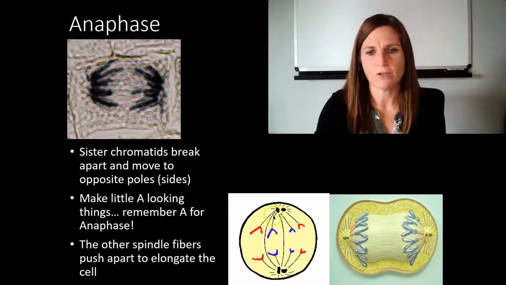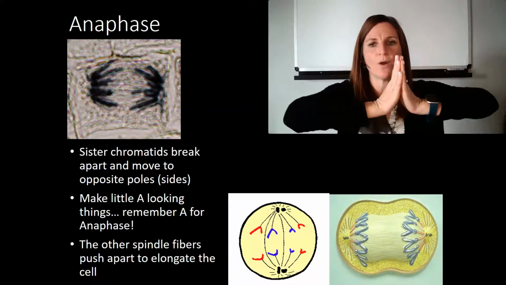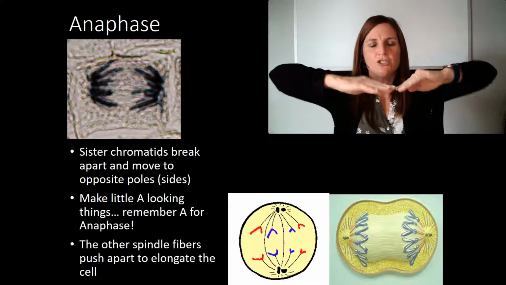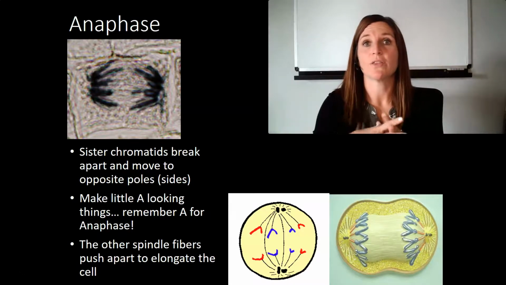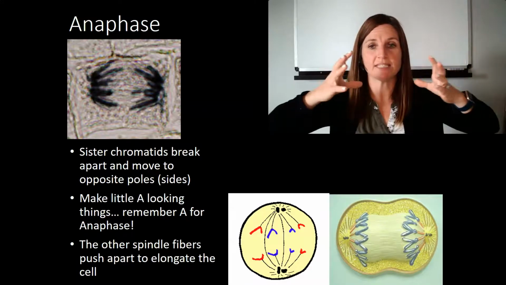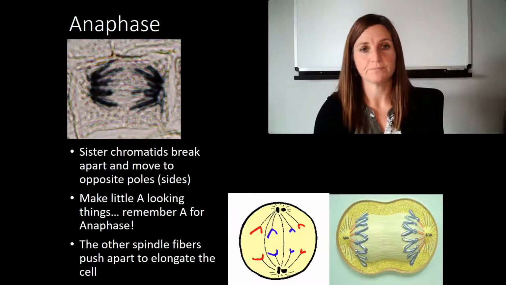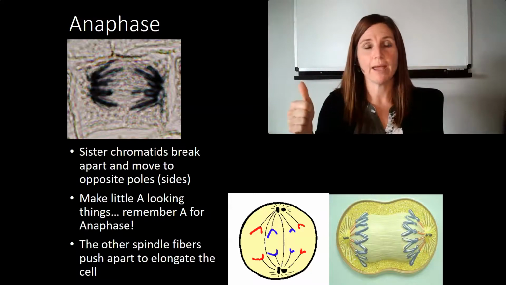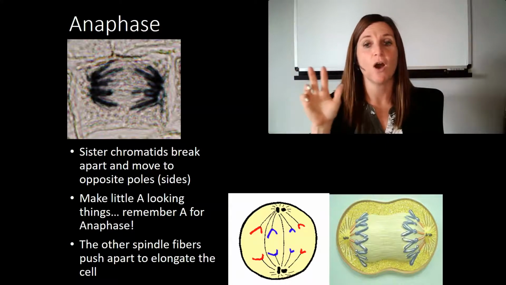These spindle fibers, one came from one side and the other came from the other side, and they meet and they join, and then as they grow, they're pushing the two edges away from one another. So not only are the chromosomes moving away from one another, but the actual edges of the cell are also elongating and pulling away from one another. So prophase, prepare; metaphase, they line up at the middle; and anaphase, they start to move away.